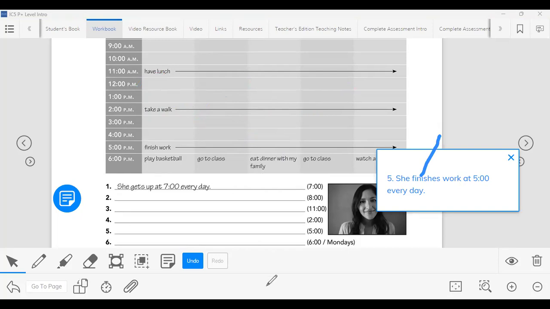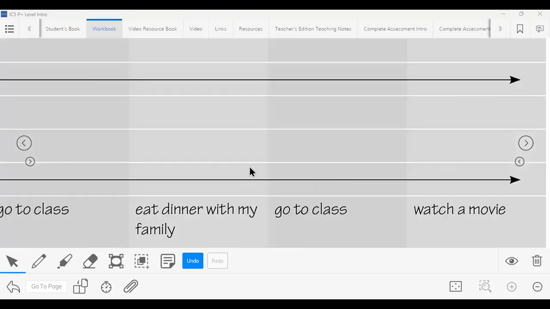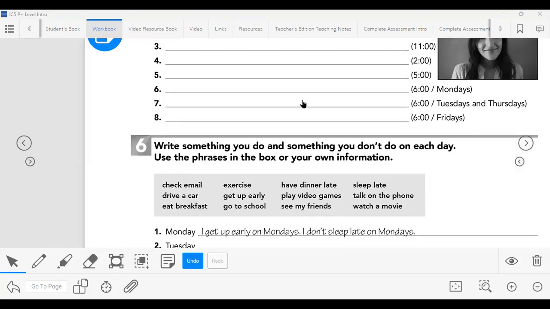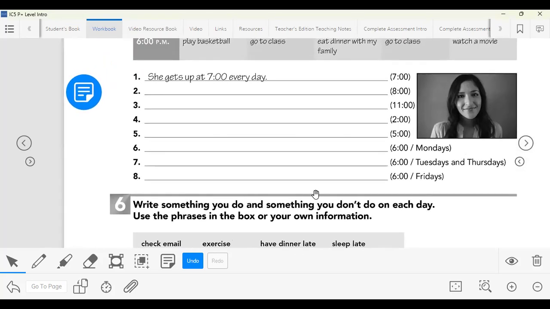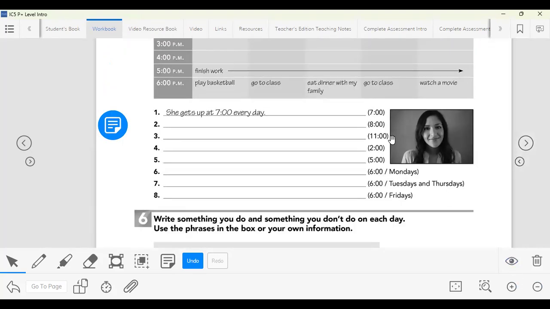Okay, but let's continue with number 6. At 6 on Mondays. She plays basketball at 6 p.m. on Mondays. That's correct. In this case, it's just "s." Play, plays. Number 7, at 6, but Tuesday and Thursday. Let's see.